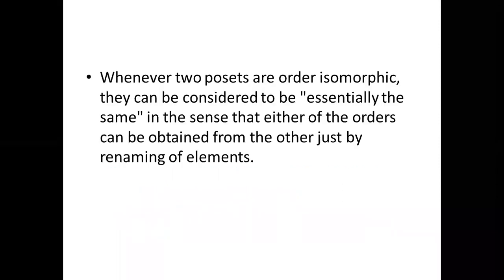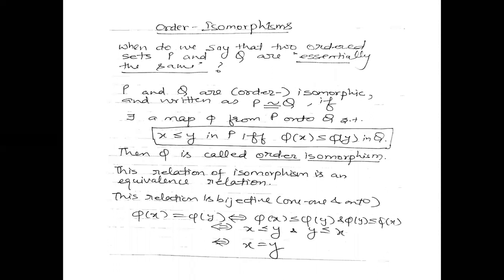So whenever two cosets are order isomorphic, they can be considered to be essentially the same, in the sense that either of the orders can be obtained from the other just by renaming the elements of the coset. So when we say that they are order isomorphic, that means we are considering them to be essentially the same. So let us see this.